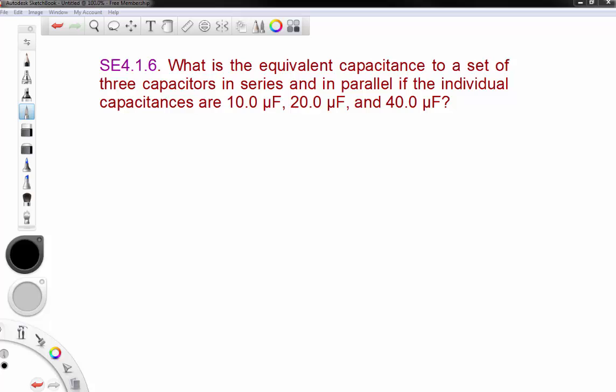Okay, what happens if we have a set of 3, both in series and parallel? So in parallel, we'll do that one first because parallel is easier to do slightly.